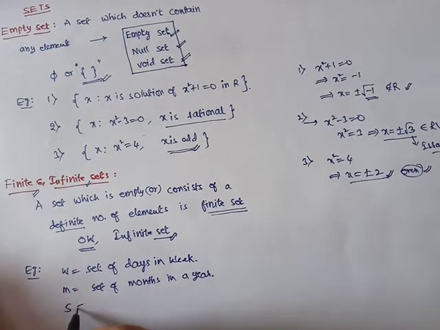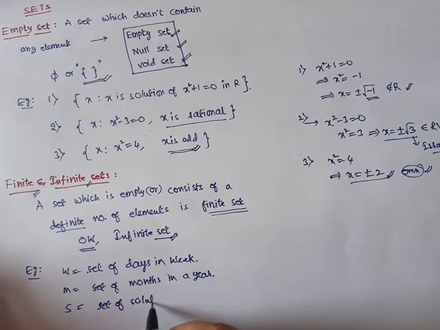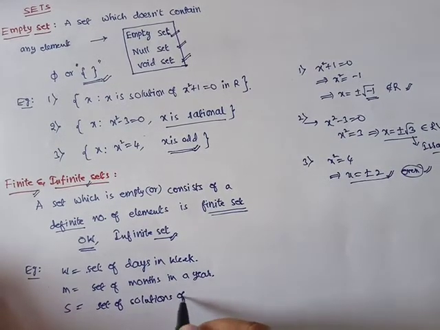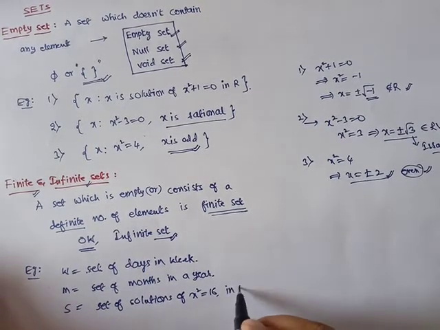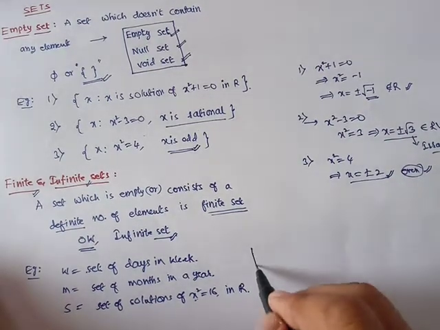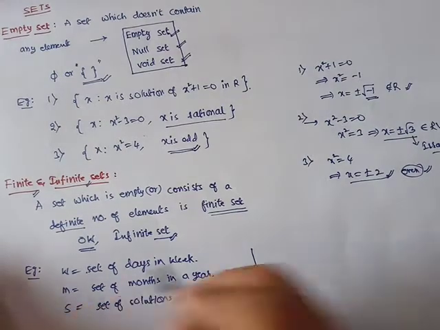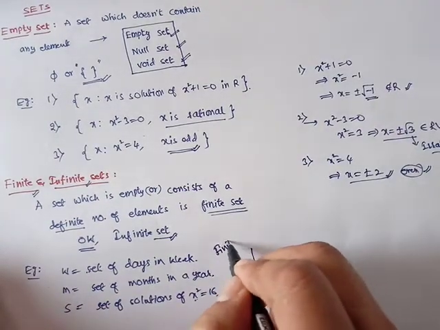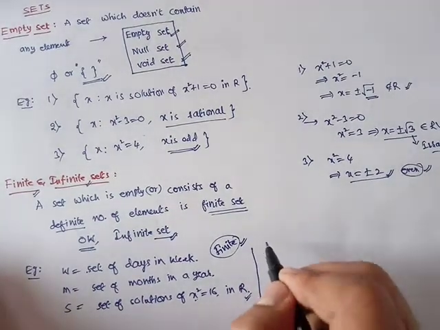Then taking one more, S, the set of solutions of x square is equal to 16 in the real number system. Then x square is equal to 16, so plus or minus 4 are the solutions, and those belong to real numbers. Then W, M, S all are finite sets. Now considering infinite sets.